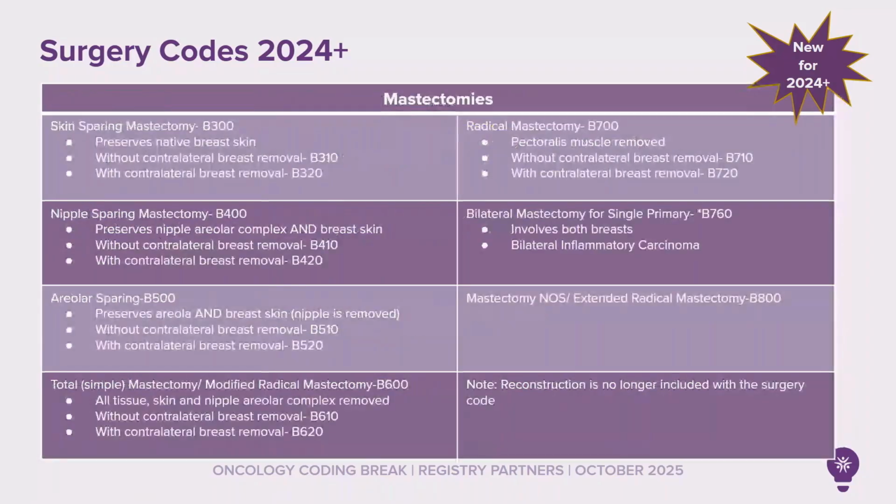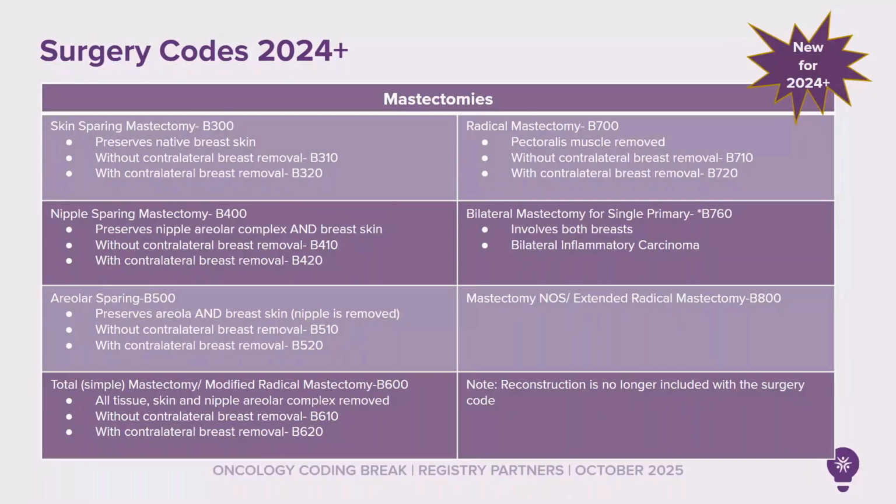For the mastectomies, we have the skin-sparing mastectomy, which will remove all breast tissue and the nipple areolar complex, but preserves the native breast skin. These are coded under the B300s. The nipple-sparing mastectomy removes all breast tissue, but preserves the nipple areolar complex and the breast skin, coded to the B400s. Areolar sparing removes all breast tissue, and the nipple, preserves the areola and breast skin, under the B500s.